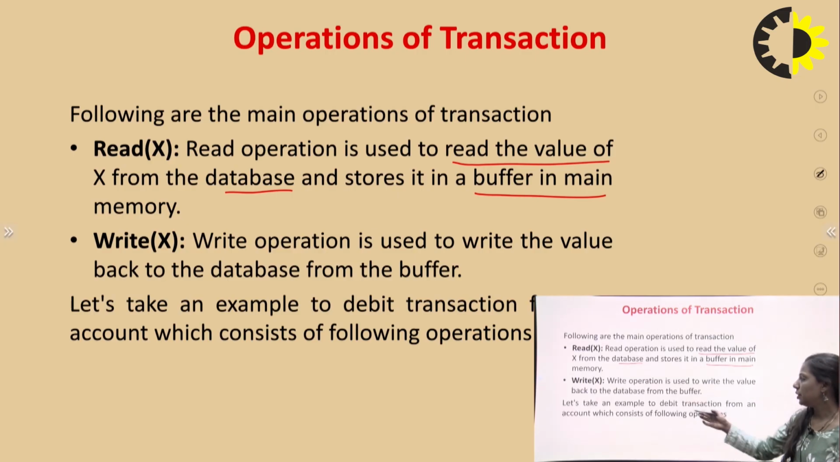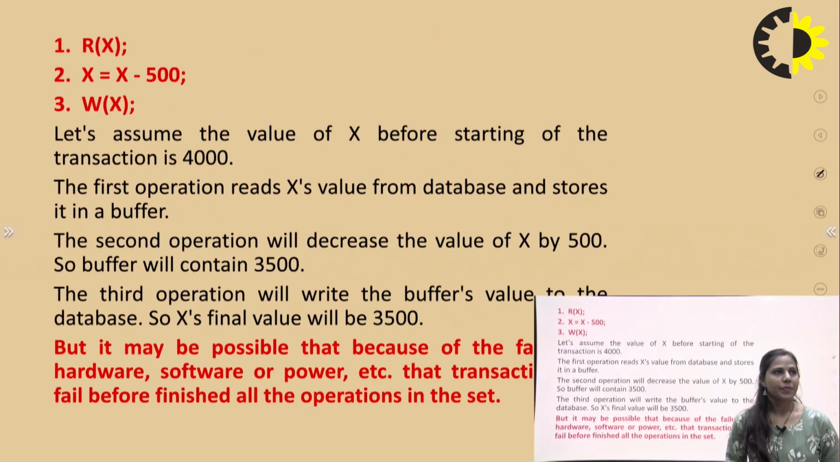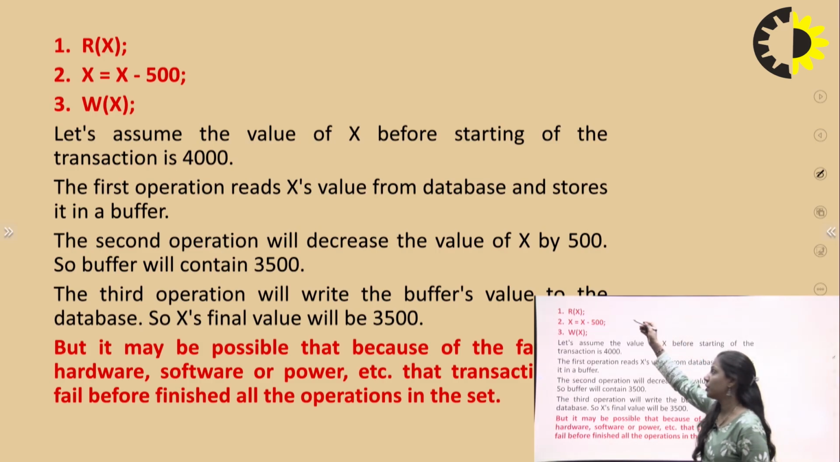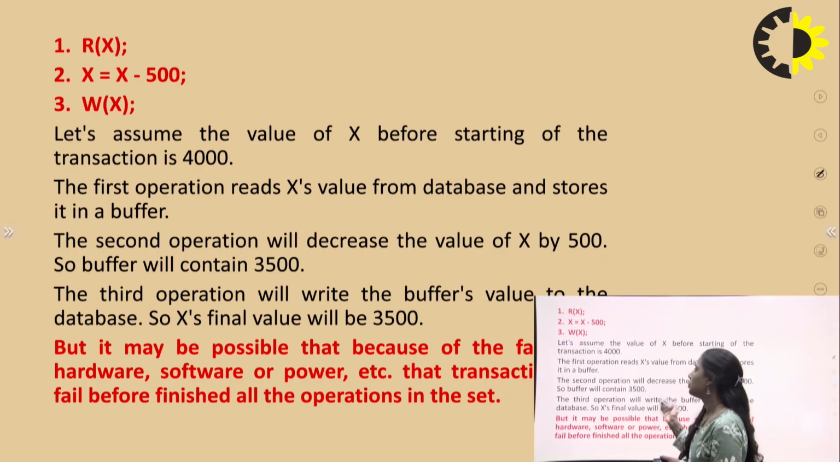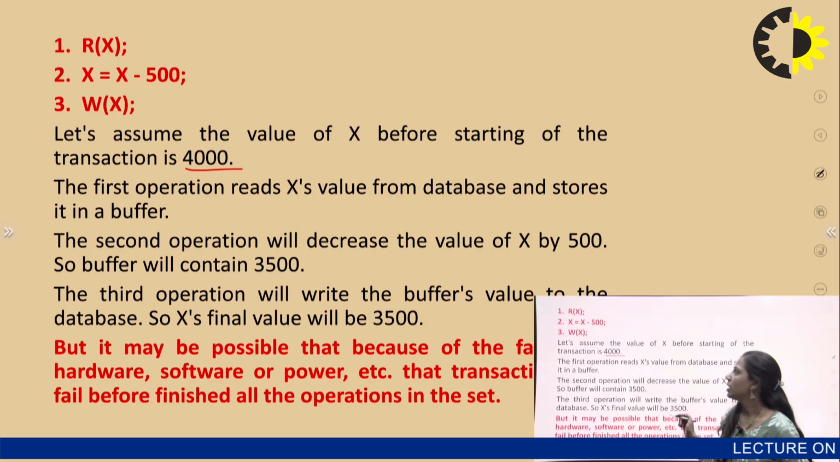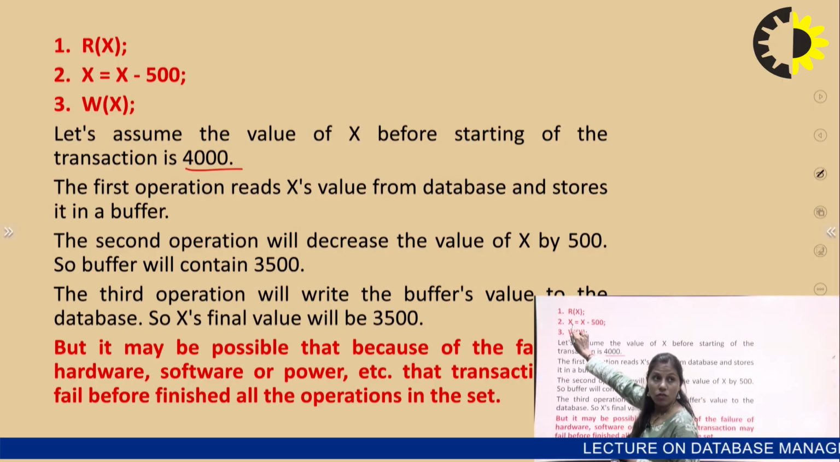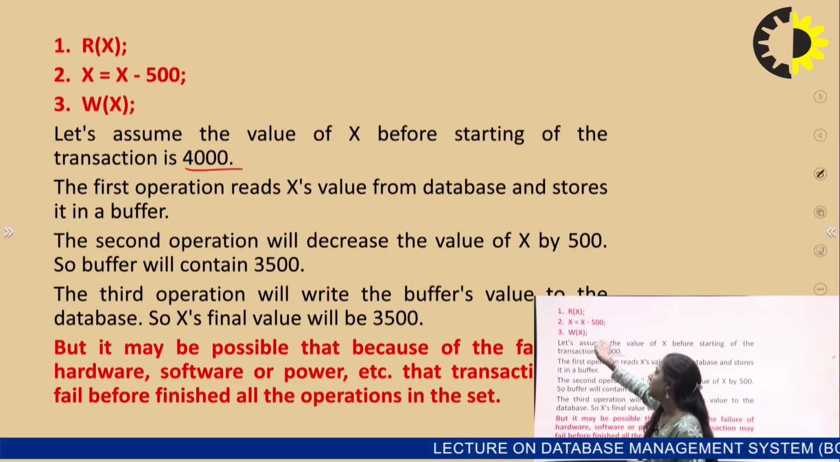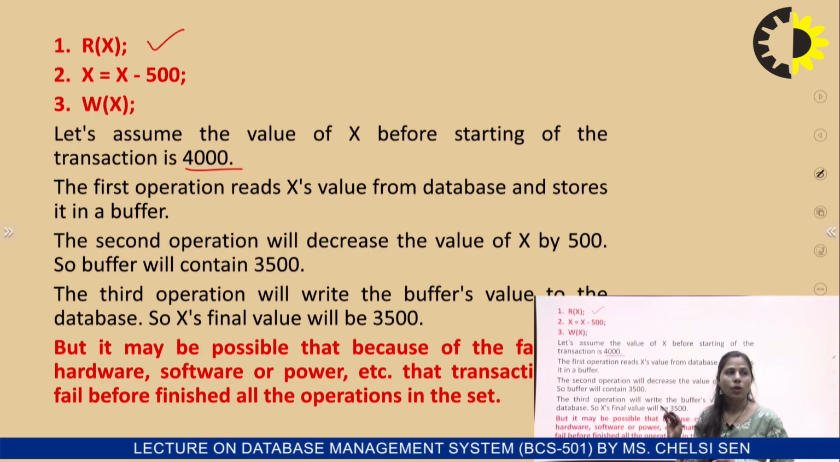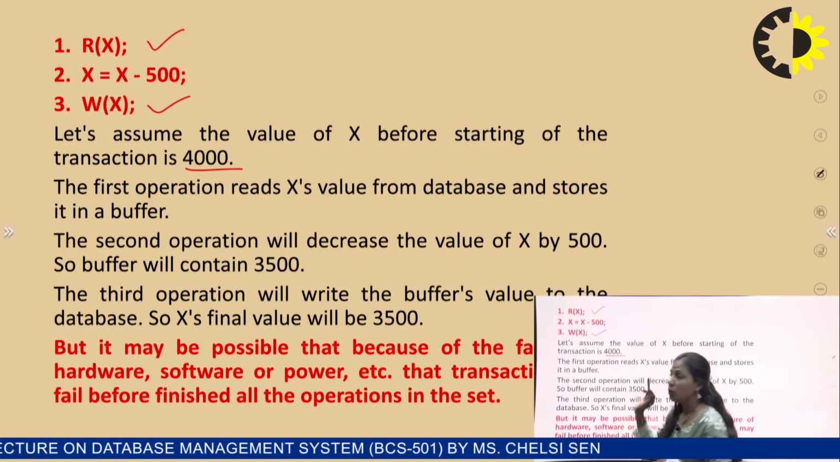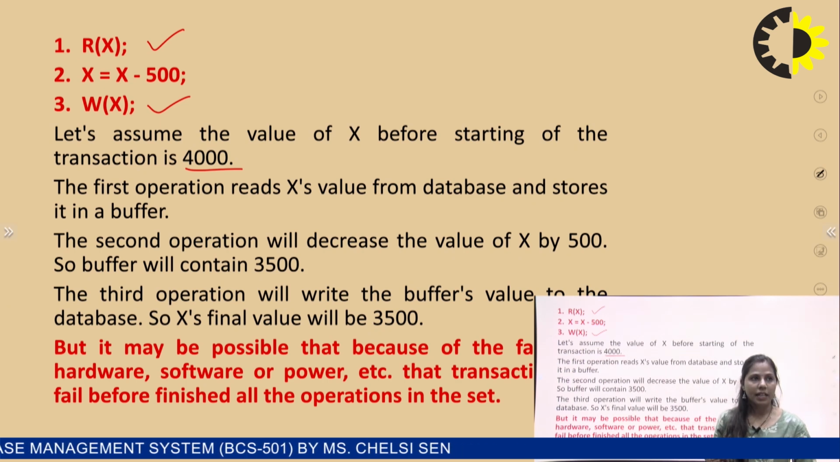Let's take an example to debit a transaction from an account, which consists of the following operations. This is the Rx, where we have read the amount. For example, let's assume that the starting value is 4,000. Then what we have done? We have done 4,000 minus 500. Then we have done the write-x. So over here, only reading the value doesn't change anything. Whenever we perform the wx or write-x function, it will update the value, or decrease the value, in the database also.